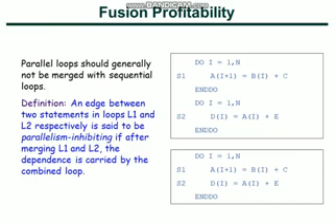So the definition of fusion profitability is: an edge between two statements in loops L1 and L2 respectively is said to be parallelism inhibiting if after merging L1 and L2 the dependence is carried by the combined loop. To understand this, see an example.